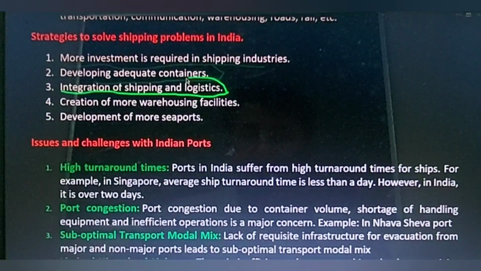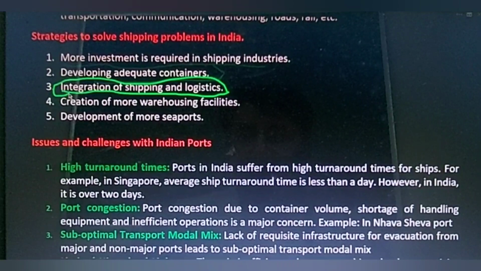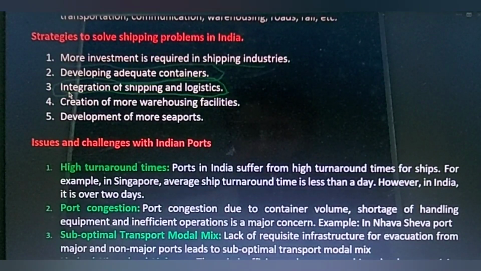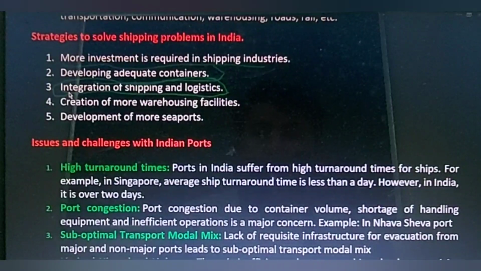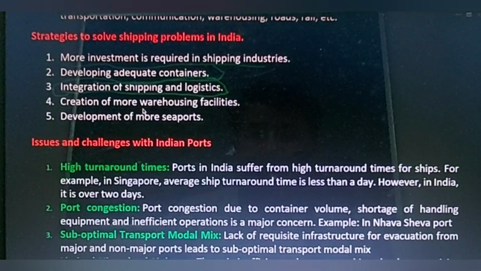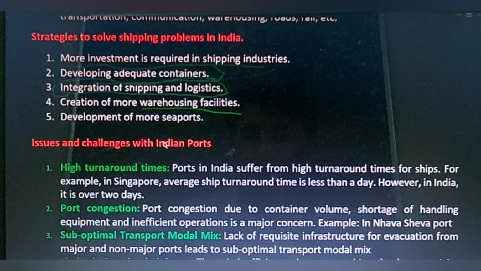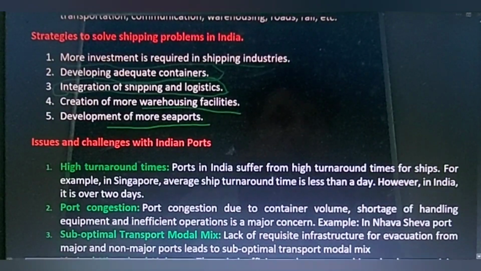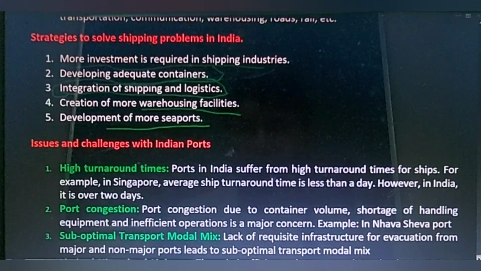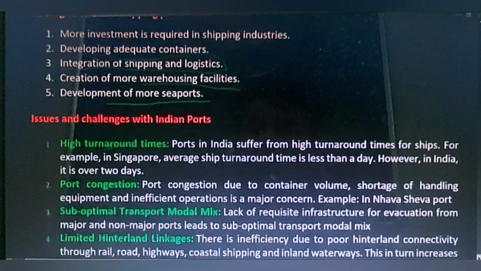Like, you know, शिपिंग इंडस्ट्री के साथ में लॉजिस्टिक्स का इंटीग्रेशन, कॉम्बिनेशन होना बहुत ज़रूरी है. नहीं तो शिपिंग इंडस्ट्री इतनी अच्छी डेवलप हो नहीं पाएगी. Then warehouses must be constructed and development of more seaports. So these are the strategies which can be adopted by the government of India to solve the shipping problems.